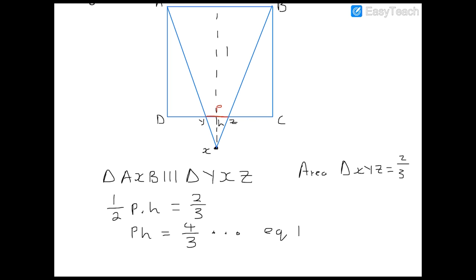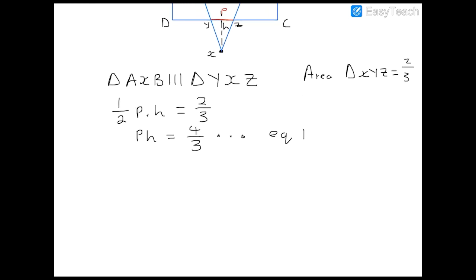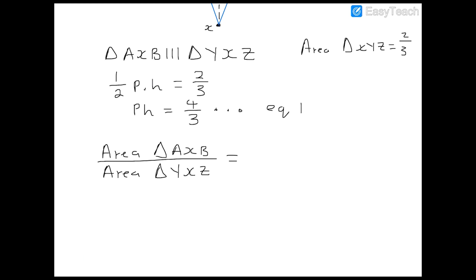Then let's remember our theorem, which states that the area of triangle AXB divided by the area of triangle YXZ will be equal to, so we need side P, which is corresponding to AB, so this will be equal to AB divided by P squared.